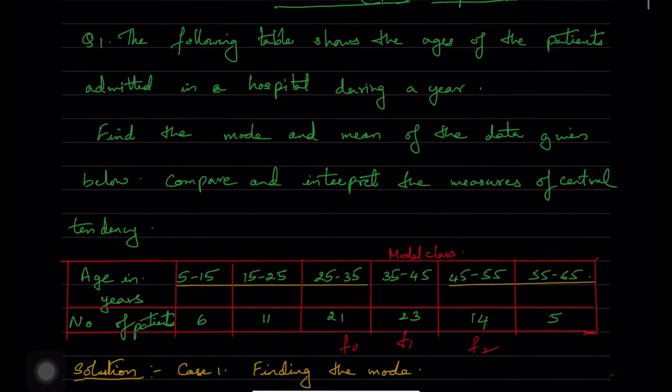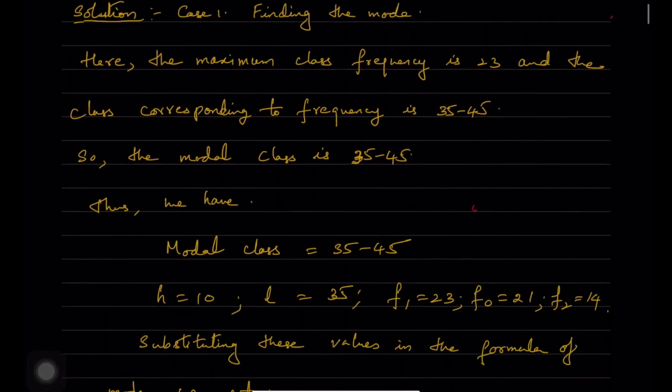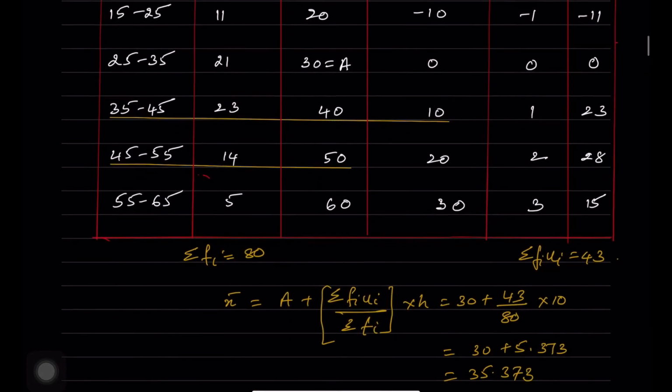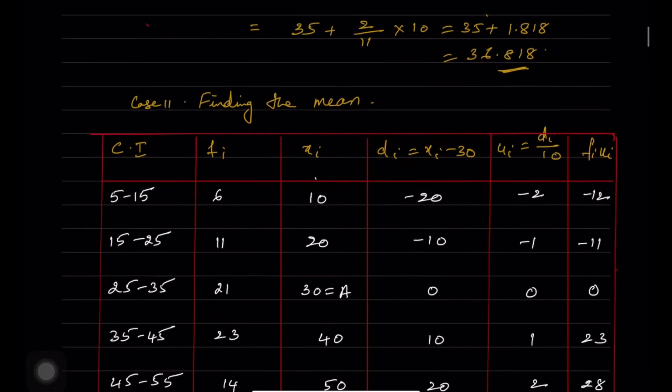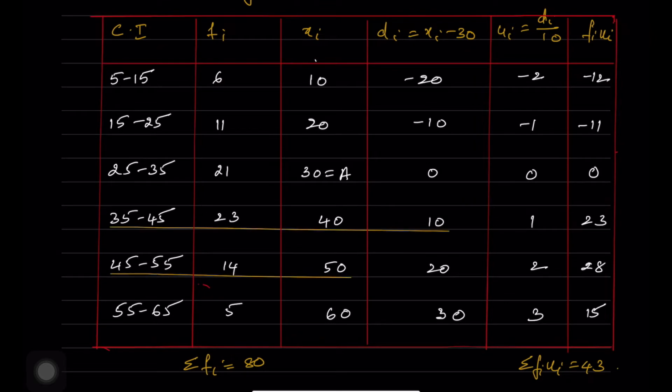Now how do we calculate the mean of the data? Finding the mean. For finding the mean, we again write the class interval, then the frequency, then we find the class mark. We have seen in the previous videos how to find the class mark. Class mark is the upper limit plus lower limit divided by 2. That is 15 plus 5 divided by 2, which is 20 by 2, which is 10. The same way 25 plus 15 by 2 is 20.